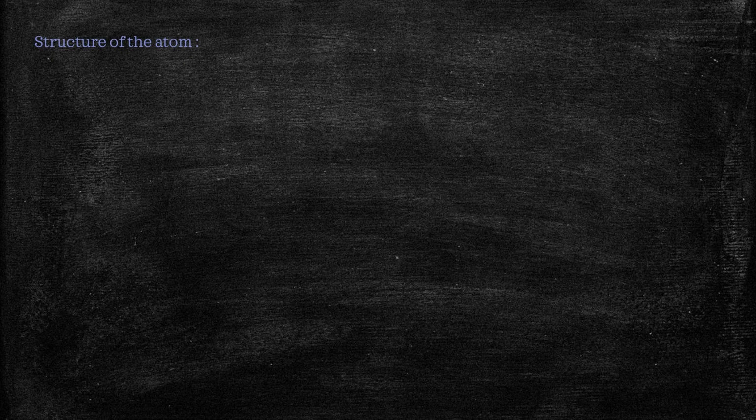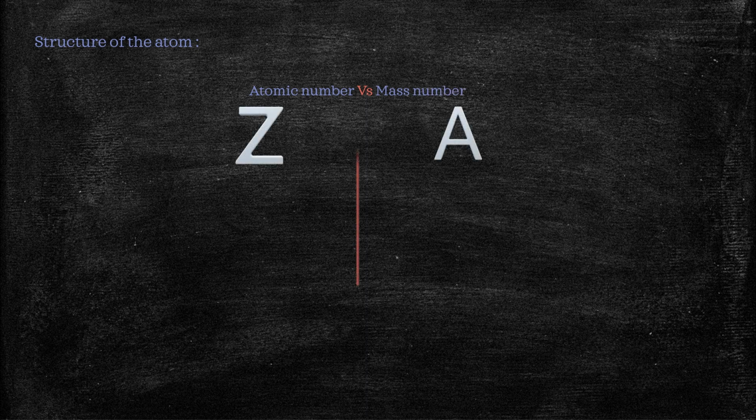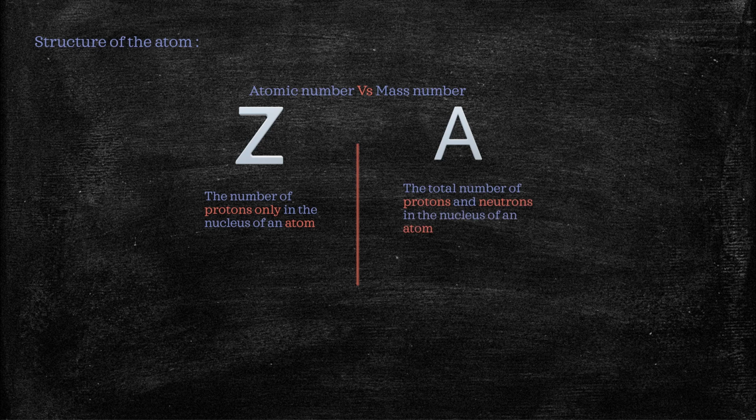Let's make a quick comparison here between the mass number and the atomic number. The atomic number is the number of protons only in the nucleus of an atom, and it's symbolized as the letter Z, whereas the mass number is the total number of protons and neutrons in the nucleus of an atom, and it's symbolized as the letter A.